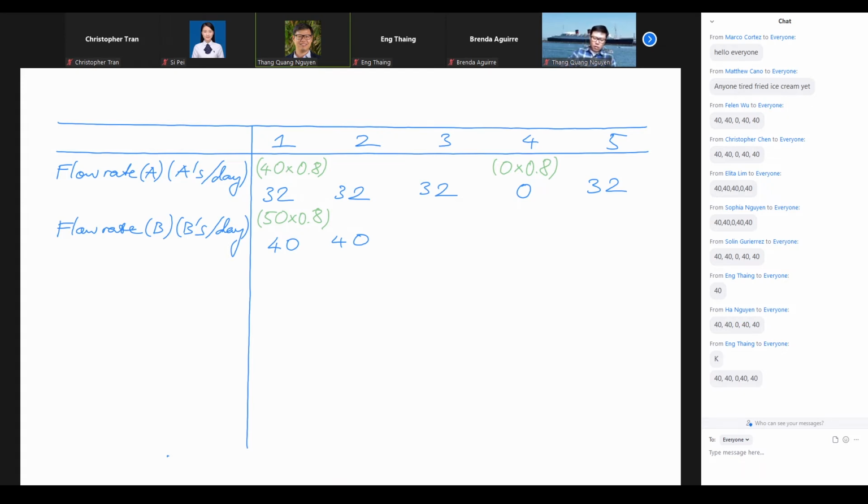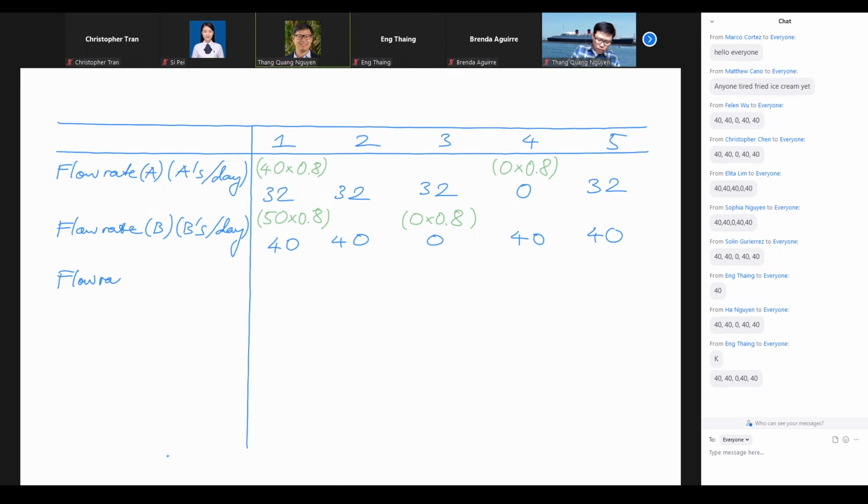So station 3, because no burgers will go through the ice cream machine, we have that 0. And then, of course, when we scale 0 down to 0.8, it's going to be the same, right? 0. And then we have 40 again here and 40 again here. Right.